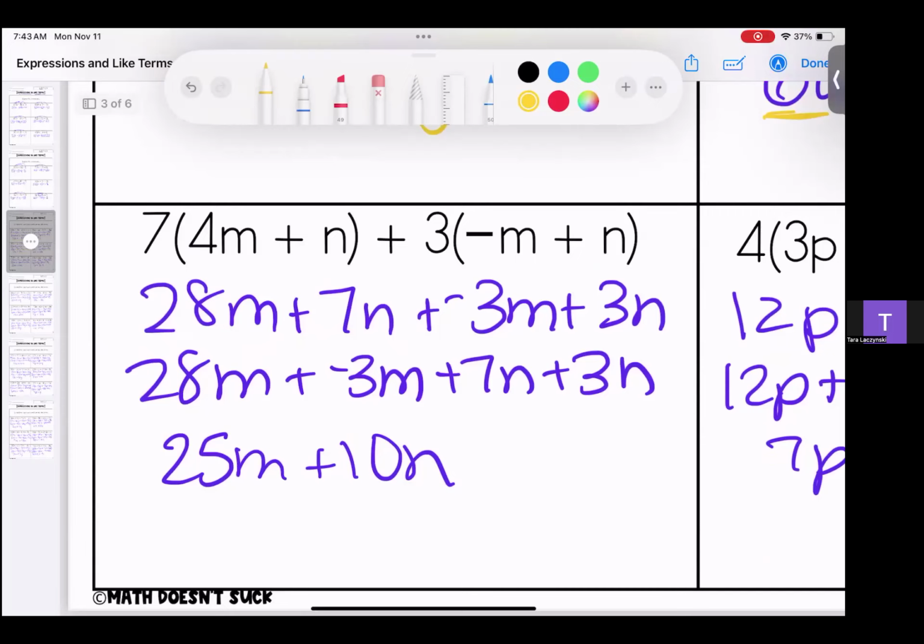All right. 7 times 4 is 28m. 7 times 1 is 7. 3 times 1 is 3. 3 times 1 is 3. Keeping our negative where it needs to be.